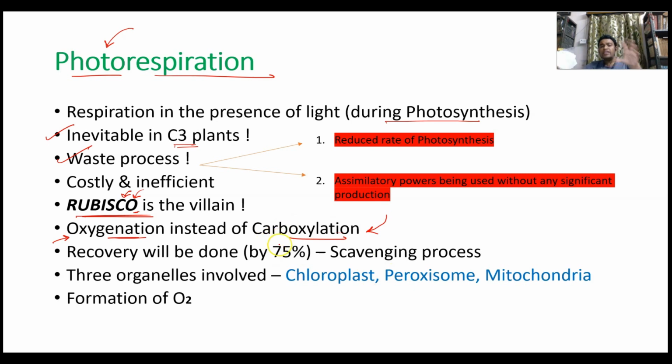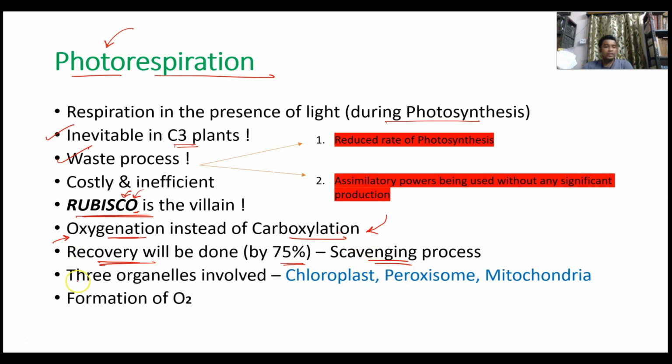Since it is inevitable in C3 plants, somewhere down the line the plants have come up with a recovery unit, a recovery plan, which will help the plant to recover the loss of carbon by at least 75%. We'll talk about it in detail later. Since there is a recovery happening as far as carbon is concerned, it is said to be a scavenging process.